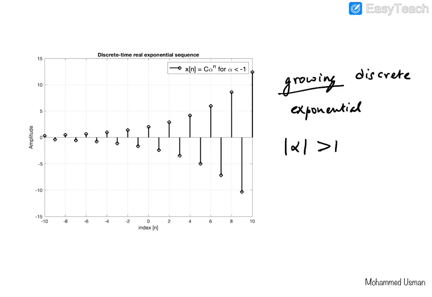The only difference is that when it is greater than 1, we get all the samples to be on the positive side, but when it is less than -1, we have alternating positive and negative sample values. But in both the cases we see that they are increasing as we increase the index value n, right? And now let us see what happens when alpha is negative but it is more than -1. That means alpha lies between -1 and 0.